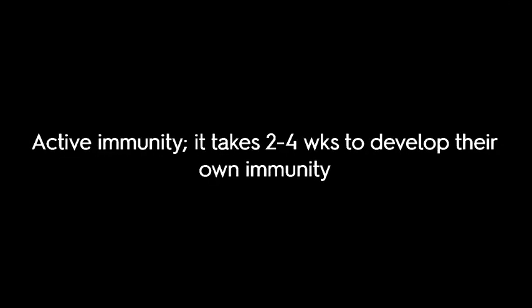Tetanus toxoid, passive or active immunity? Active immunity. It takes 2 to 4 weeks to develop their own immunity. Immune globulin, passive or active immunity? Passive immunity. Think immediate protection.